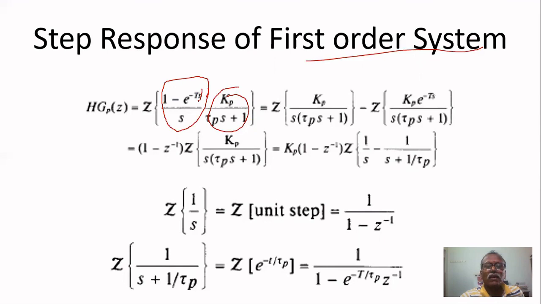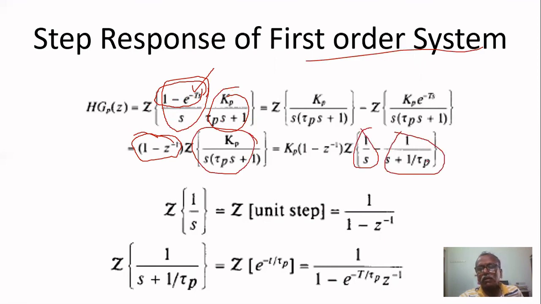Here, if you take the Laplace z transform for this 1 minus z power minus 1, it is a unit delay. That's why if you bring that outside, you will get 1 minus z power minus 1 times the z transform of the remaining terms, Kp divided by s multiplied by tau s plus 1. If you do the partial fraction for that, you get 1 by s and 1 by s plus 1 by tau p. The partial fraction is done.